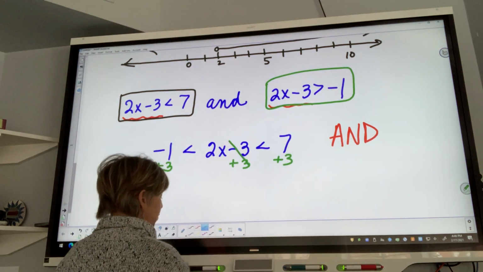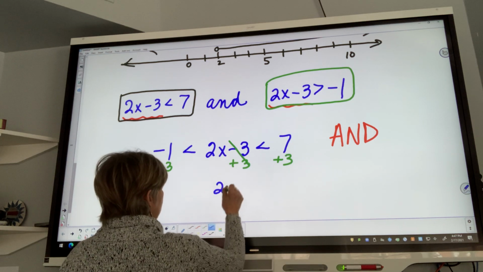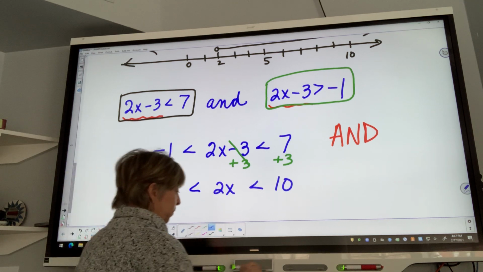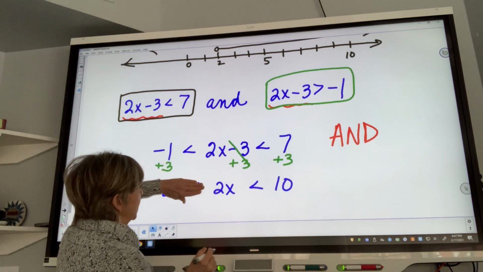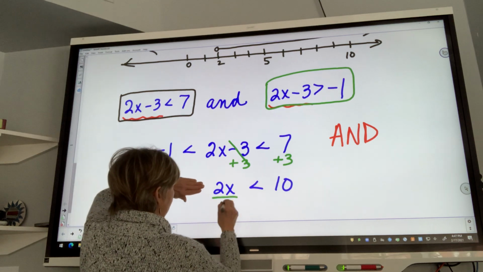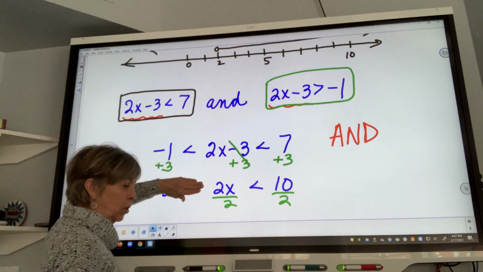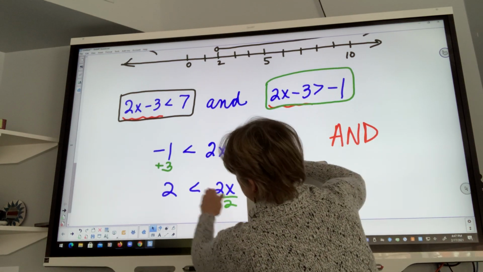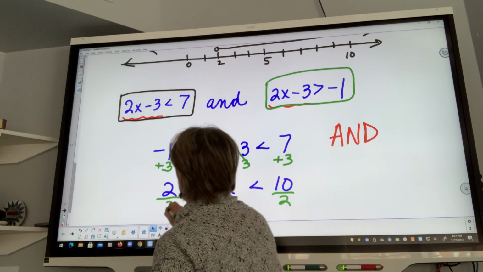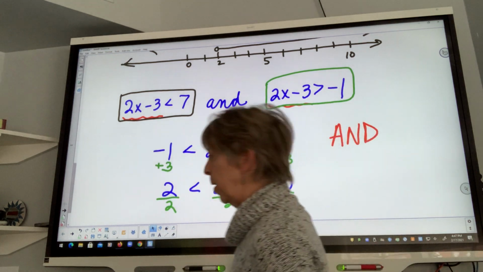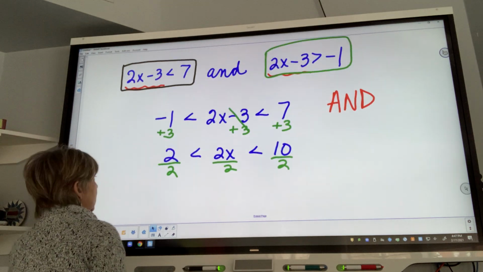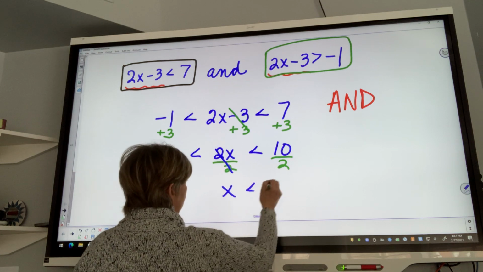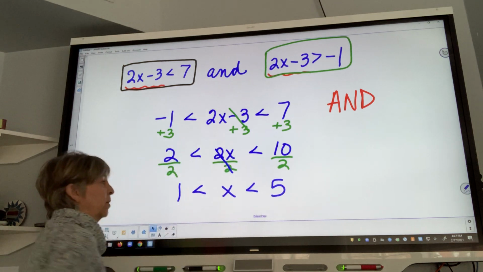So I add 3, those are gonna go away, and I'm gonna get 2x is less than 10 and is greater than 2. Now, again, if this wasn't here, wouldn't you divide both sides of that by 2? And if this wasn't here, you would divide both of these sides by 2. So I'm just going to divide all the parts by 2. That is going to give me my final answer of x, those cancel out, is less than 5 and greater than 1.